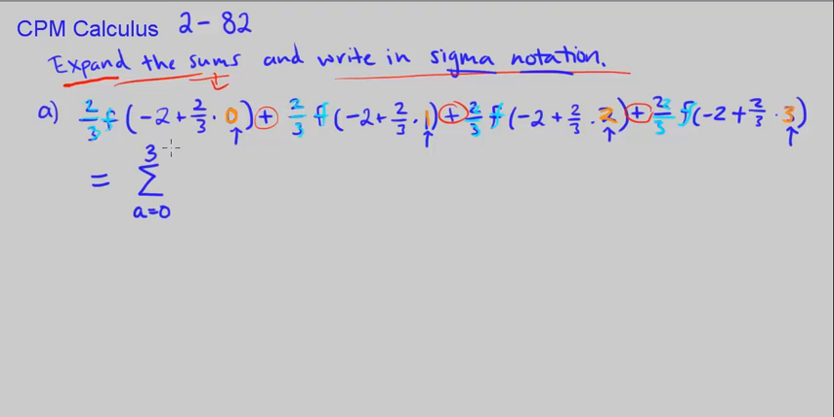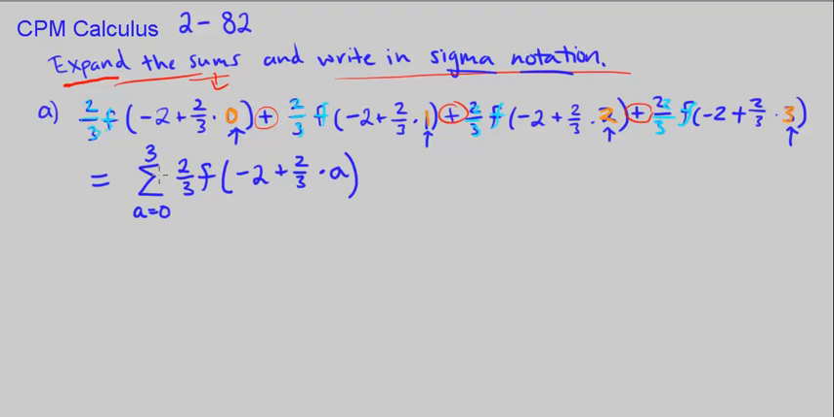Okay? So that is our index. It's just going from 0 plus 1 plus 1 plus 1, right? So 0 plus 1 is 1, plus 1 is 2, plus 1 is 3. And then what we're adding together is 2/3 times f of -2 plus 2/3 times, instead of 0, 1, 2, and 3, we write A. Okay? So this is exactly how we write this sum in sigma notation.